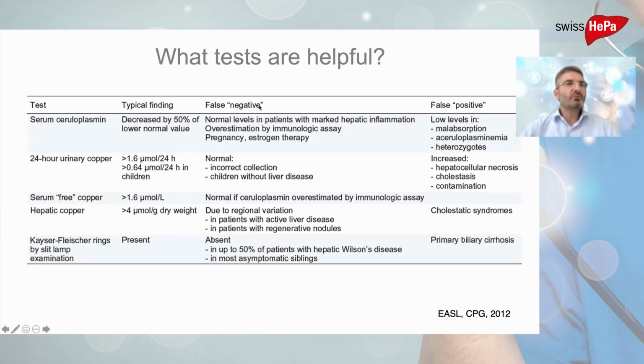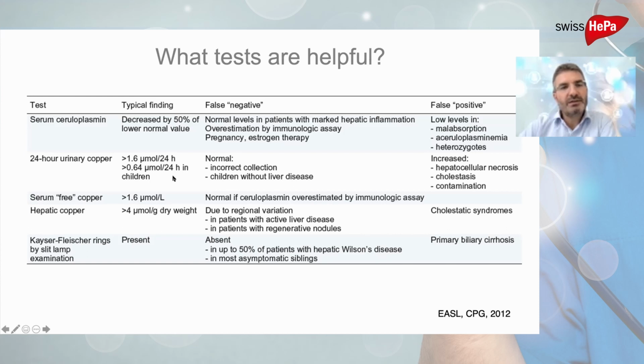What test can we use to assess whether or not there is an accumulation of copper in the body? The first and most frequent test is serum ceruloplasmin. It must be decreased, and there might be false positive or false negative, but it is the easiest and first test. If ceruloplasmin is lower than expected, then we proceed to a special quantification of urinary copper in 24 hours.